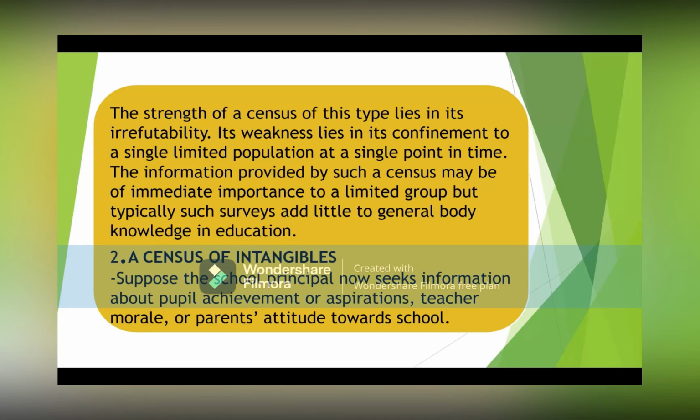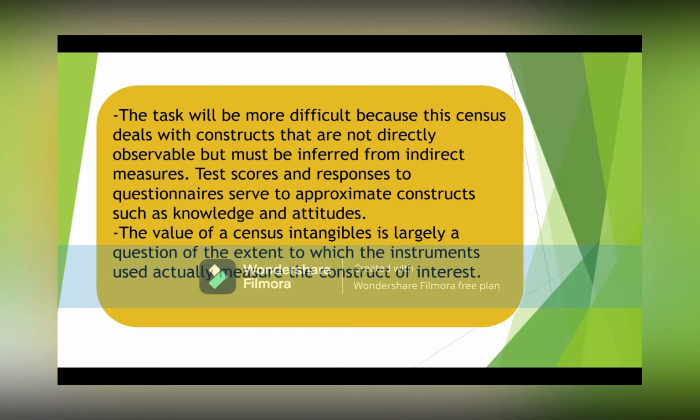2. A census of intangibles. Suppose the school principal now seeks information about pupil achievement or aspirations, teacher morale, or parents' attitudes towards school. The task will be more difficult because this census deals with constructs that are not directly observable but must be inferred from indirect measures. Test scores and responses to questionnaires serve to approximate constructs such as knowledge and attitudes.